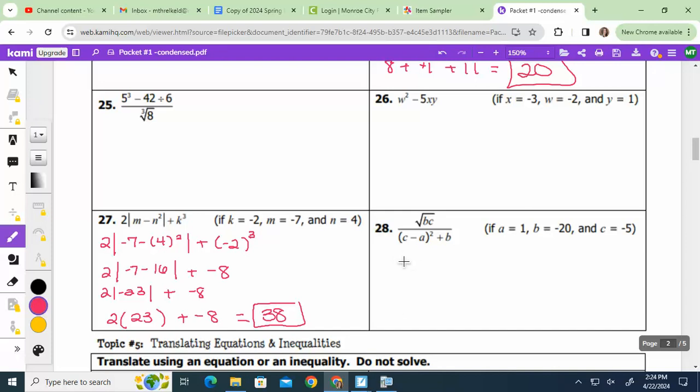If I plug in my numbers, so we have negative 20 times negative 5 over negative 5 minus 1 squared plus b, which is negative 20. So we start on the inside. Negative 20 times negative 5 is positive 100. Down here, negative 5 minus 1 is negative 6 squared.